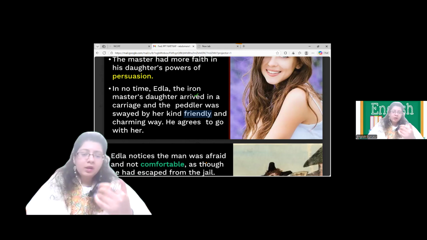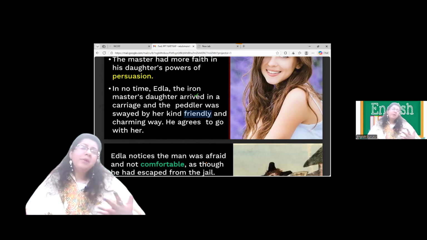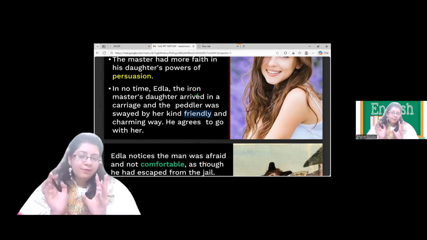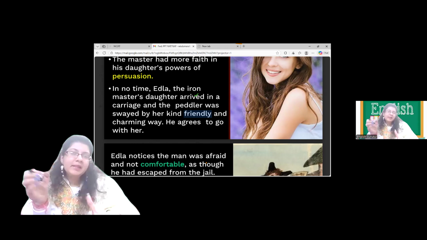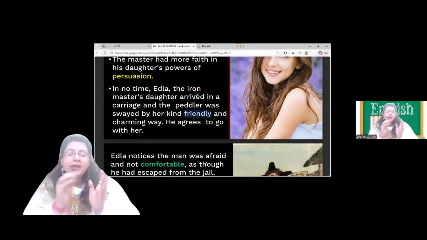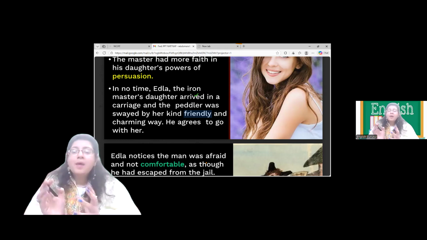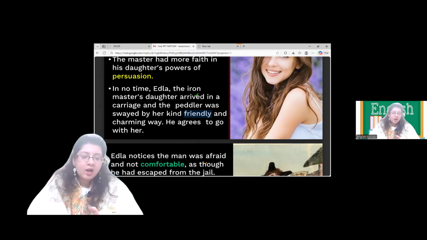She comes out from a carriage, and the peddler was swayed because she was being so kind. She was very simple, but kind-hearted, an amicable, friendly person, and she basically persuaded the peddler time and again, saying that if you won't come, then I will also not go. In a very polite manner, she just sprinkled the magic of her persuading power. That's what we can say, right?